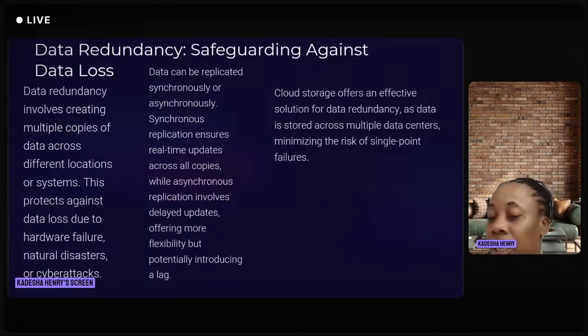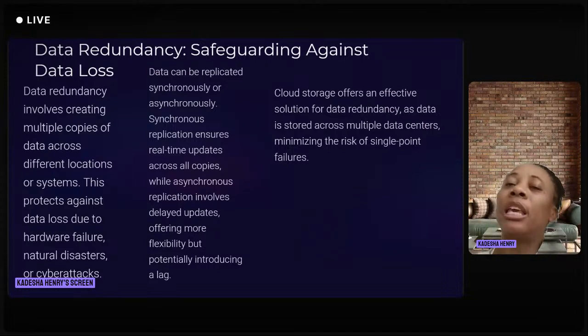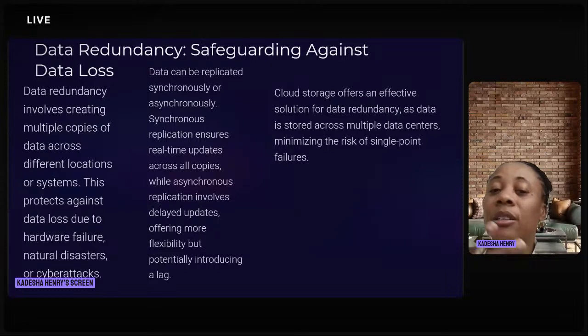Okay, so continuing, data redundancy, like we said, is creating multiple copies of the data across different locations or systems, and this really protects against data loss due to maybe hardware failure. Sometimes you have hardware failure, sometimes you have natural disasters, and sometimes you have cyber attacks, and we have to make sure that if any of these unfortunate events should happen, the data is elsewhere. In this regard, the data can be replicated and synchronized to ensure real-time updates, and the data is copied across different platforms.